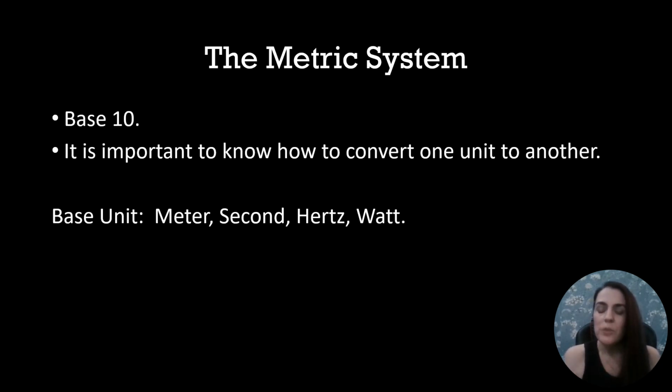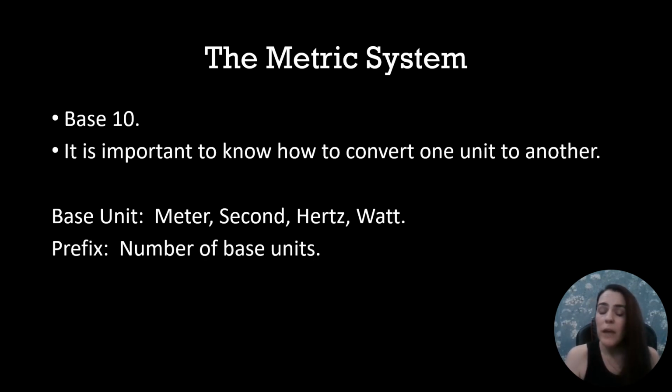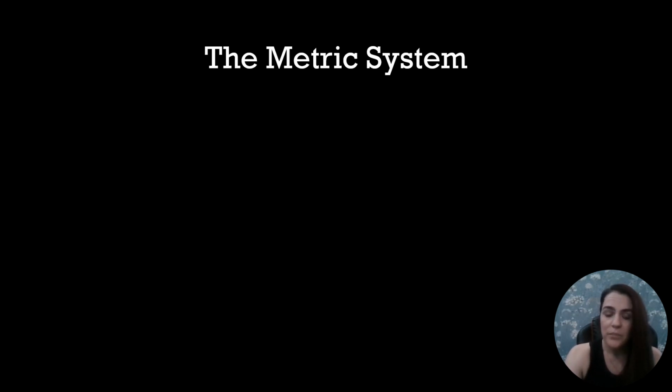In order to do this, we need to have a base unit. This is one of something. 1 meter, 1 second, 1 hertz, 1 watt, 1 potato, 1 anything. And then we have a prefix. The prefix is the number of base units. And now let's talk about how this works.